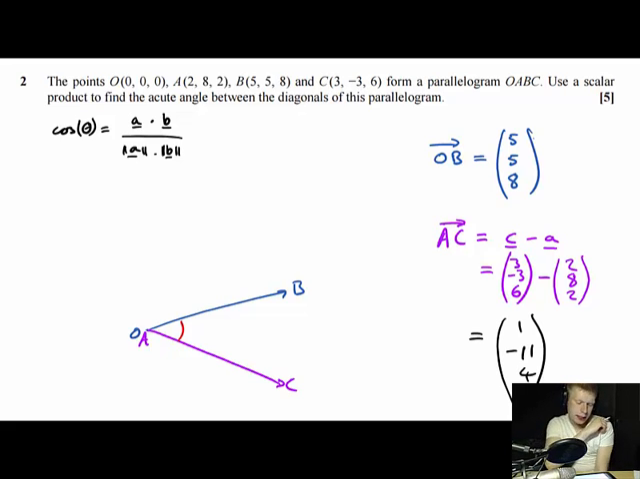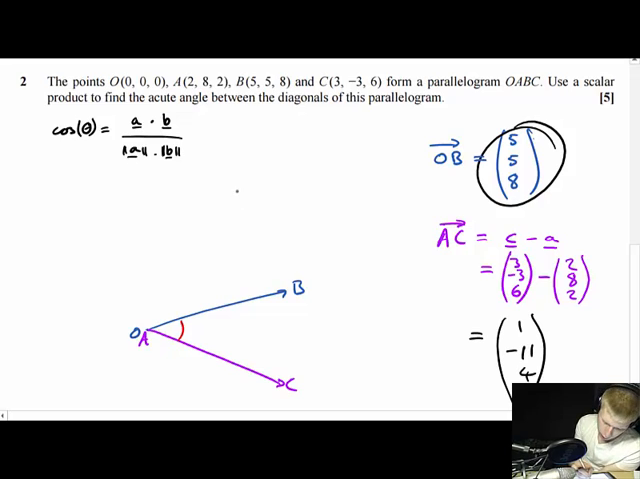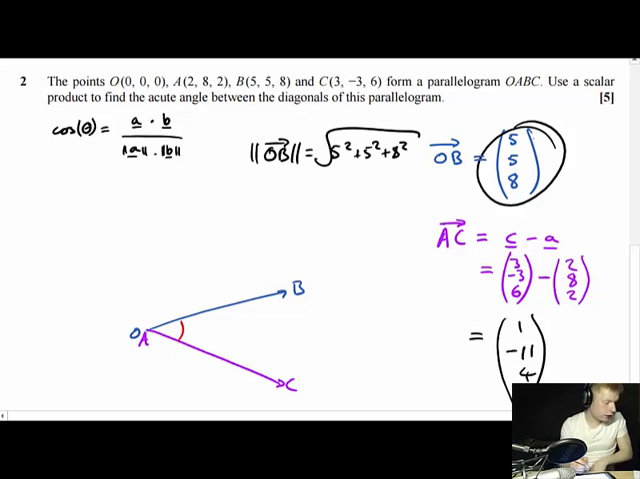So what that just literally means is the modulus of A is just simply saying, right, we just work out what was Pythagoras on this. So the modulus of OB is just going to be 5 squared plus 5 squared plus 8 squared and then square rooted. Okay, so stick that in a calculator. It comes out as square root of 114. Okay, and let's do the modulus of AC then.